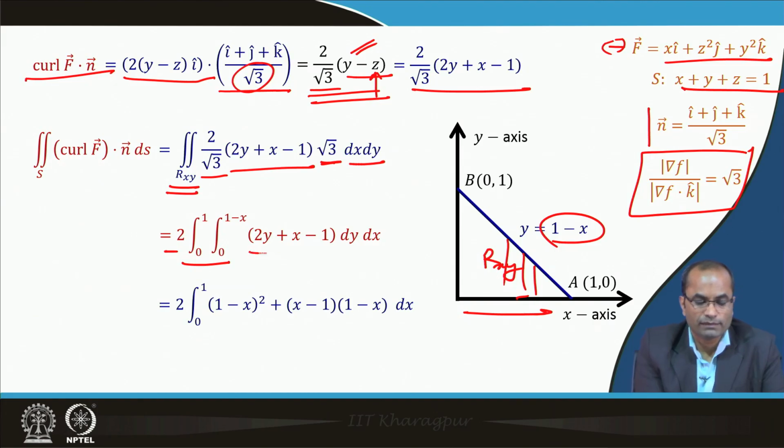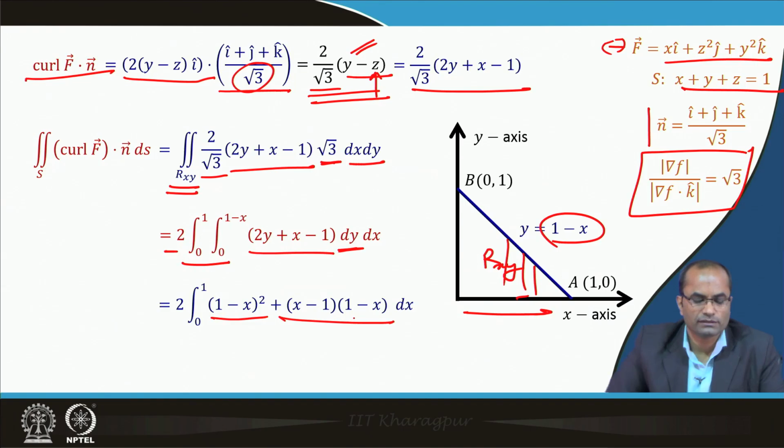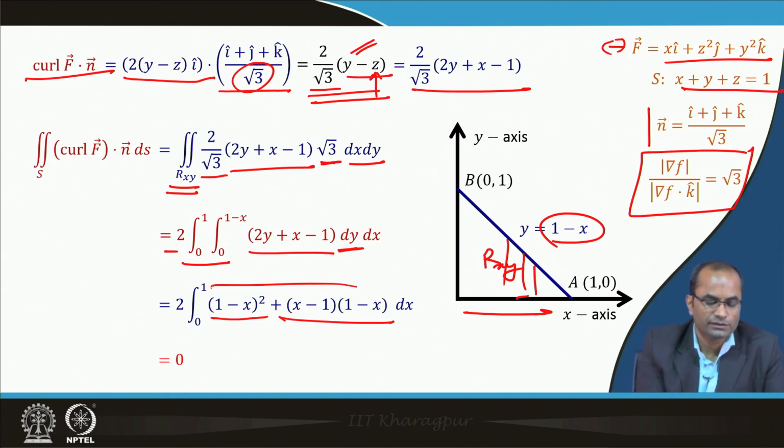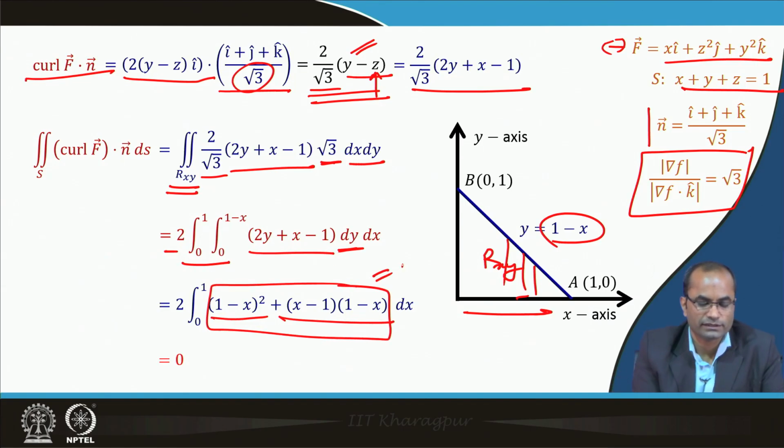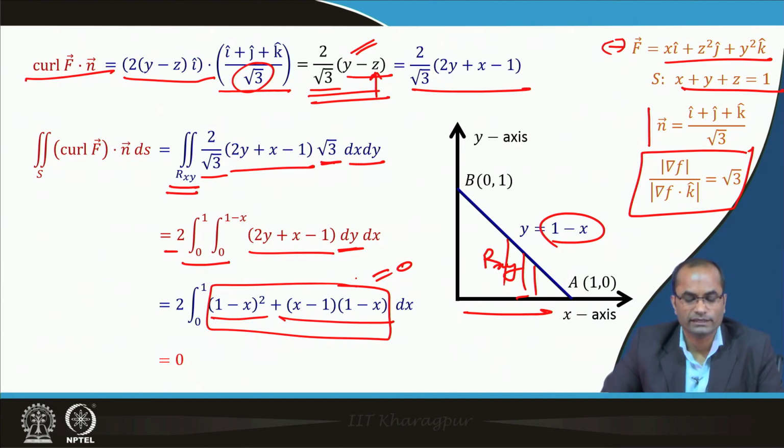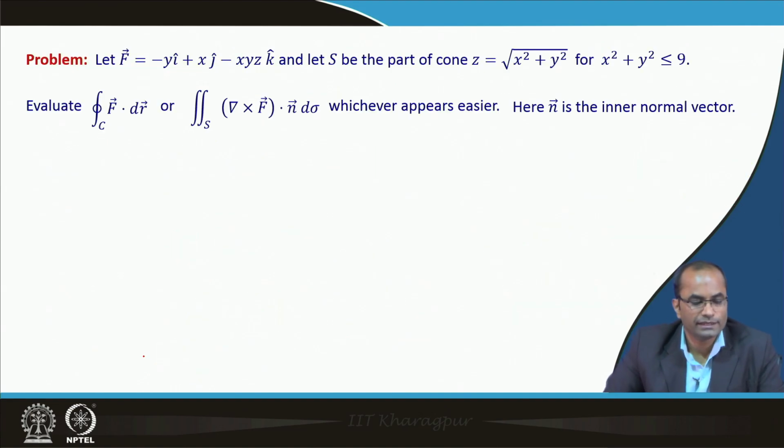Well, so this can now be simplified. For 2 y plus x minus 1, one can first integrate with respect to y. As a result, we are getting this, and then we will see that the integrand is actually getting 0. So, we do not have to do any integral for x. So, the value is 0. So, again we have verified Stokes theorem by computing the surface integral, also the area integral.